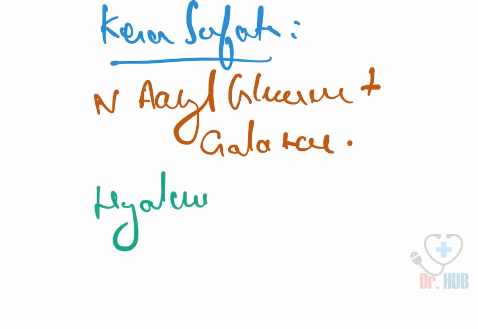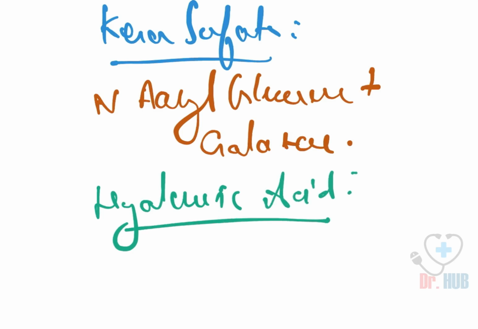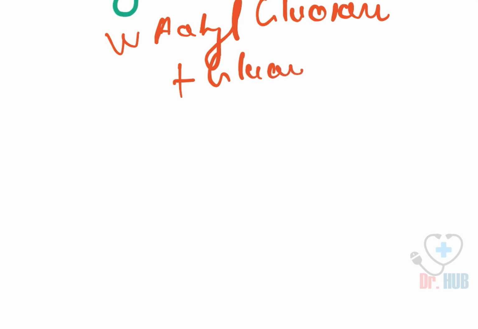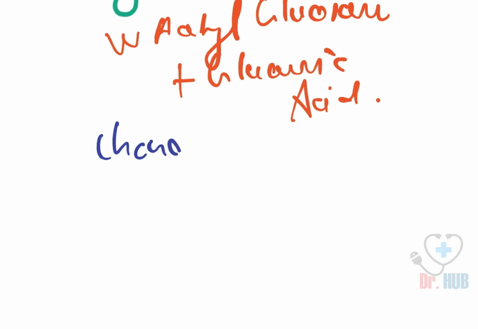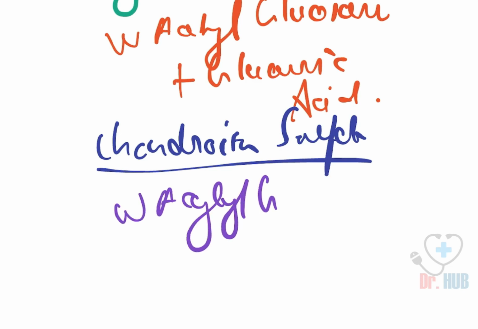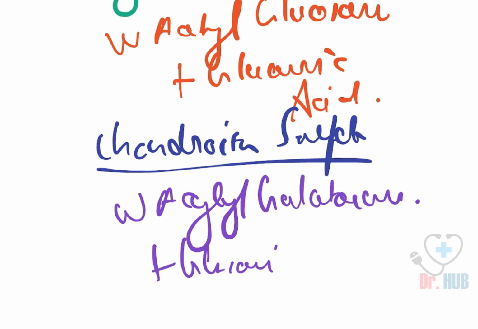Then comes the hyaluronic acid. So the hyaluronic acid is nothing but the repeats of the N-acetylglucosamine along with the glucuronic acid. Next is the chondroitin sulfate. The chondroitin sulfate is nothing but the N-acetylgalactosamine along with the glucuronic acid.